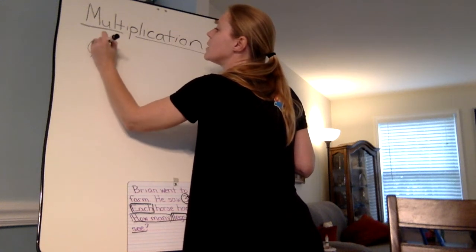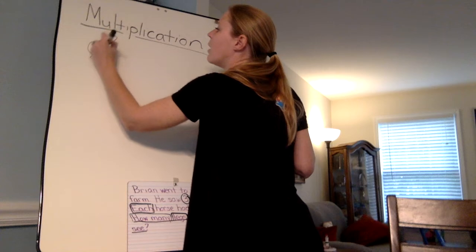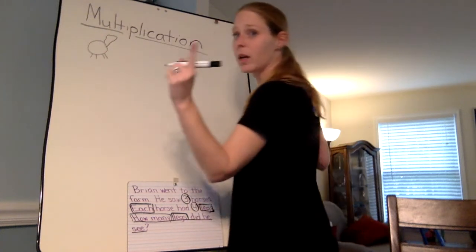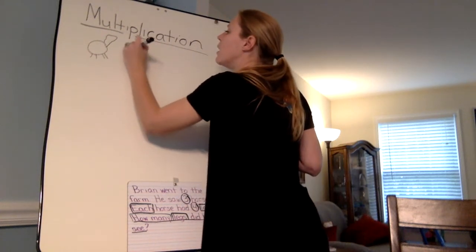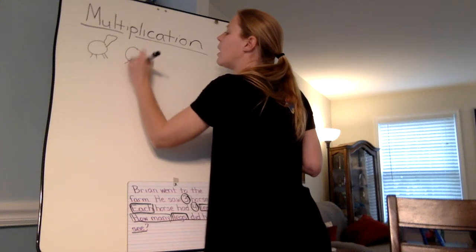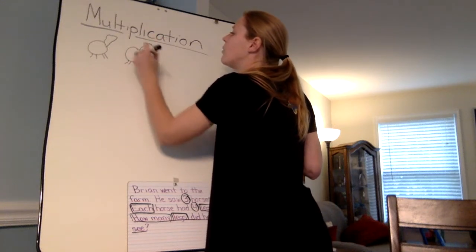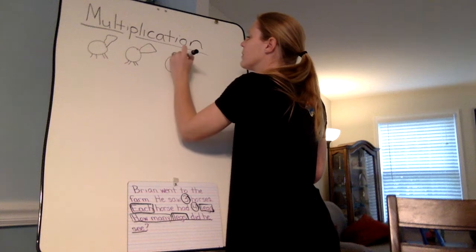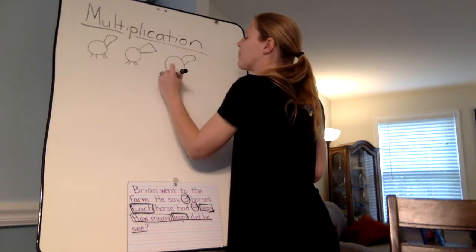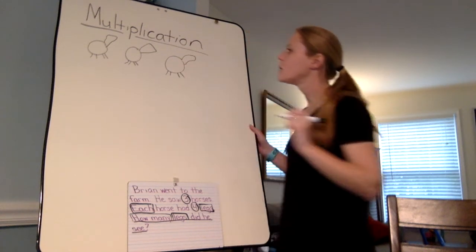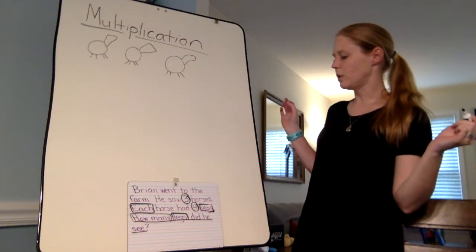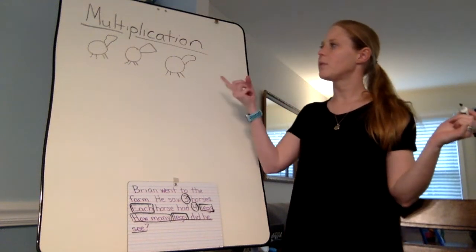And I know each horse has 4 legs. Like I said, I'm not an artist. I have to make sure I put all 4 on there. So there's my 3 horses, and I made sure each one has 4 legs.